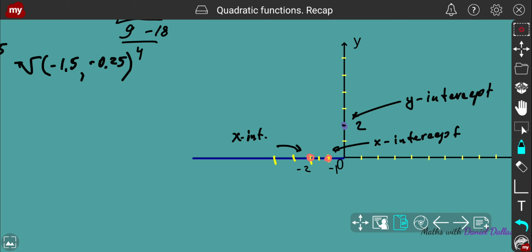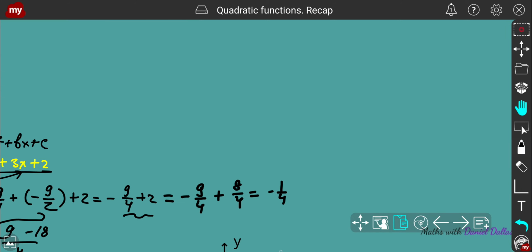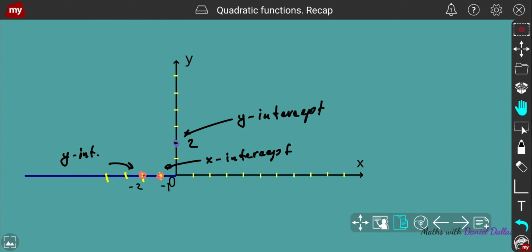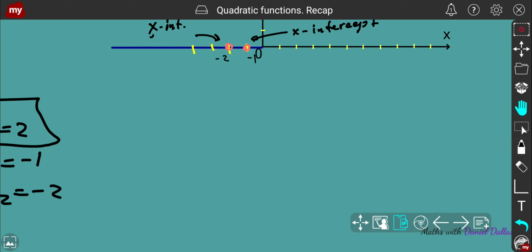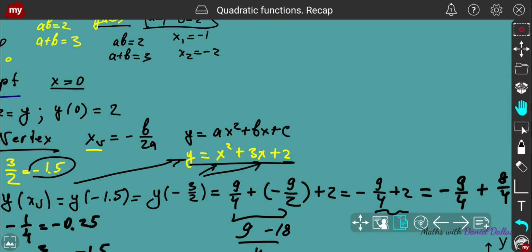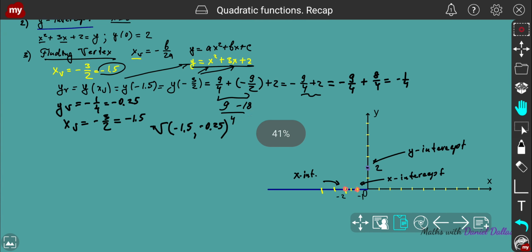Okay. And also I need to fix this problem right here. So this is not y-intercept, but x-intercept, sorry. Okay, we fixed this problem. If you notice it early, it's good.